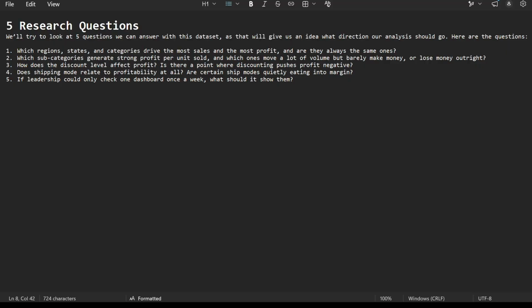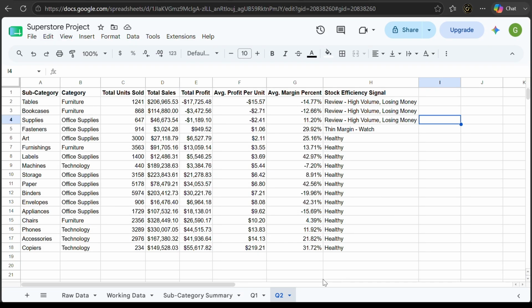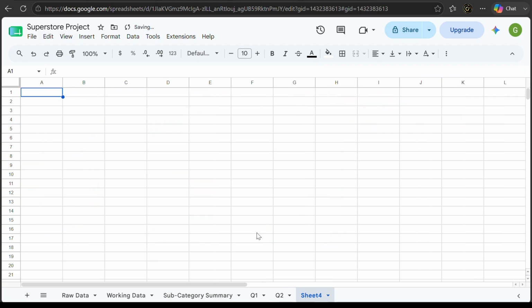Next up, we're going to try to answer question 3. Question 3 says, how does the discount level affect profits? Is there a point where discounting pushes profit negative? So we are going to try that now. So again, we're just going to create this. I'm going to call it Q3, and then we are going to try to answer that particular question.